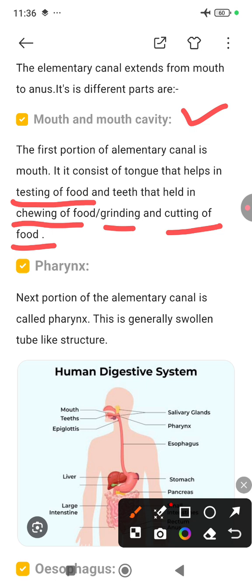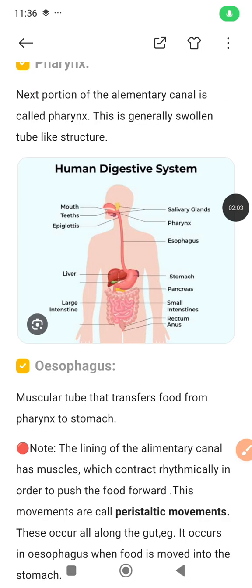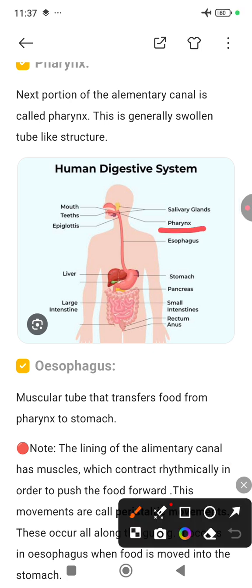Next to the mouth is the pharynx. The pharynx is a funnel-shaped, generally swollen tube-like structure. You can also see the position of the pharynx; let me mark it. Next to the pharynx is the esophagus, or food pipe. It is a muscular tube that transports food from the pharynx to the stomach.